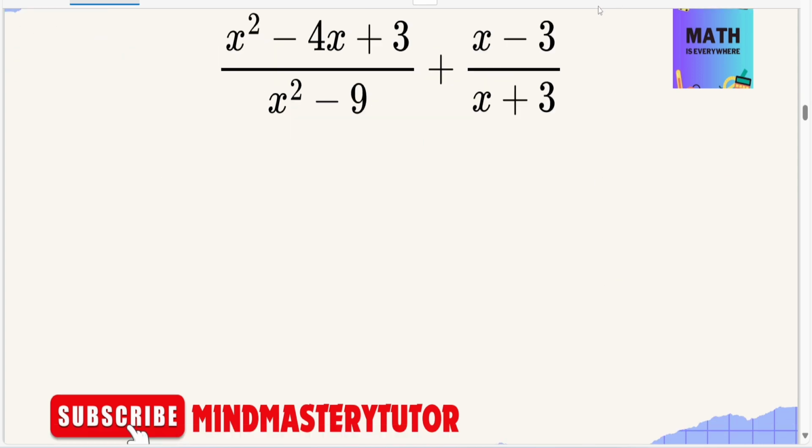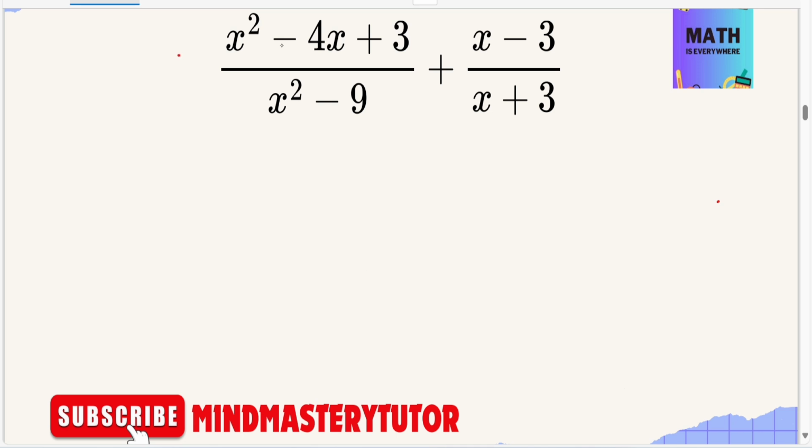Okay, hii ni swali lingine. So let's try and solve it. Ukiona hapa x squared minus 4x plus 3 over x squared minus 9 plus x minus 3 over x plus 3. So hapa, utaanza kusolve vipi?